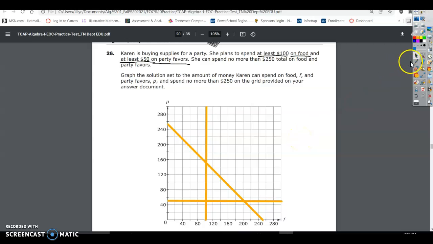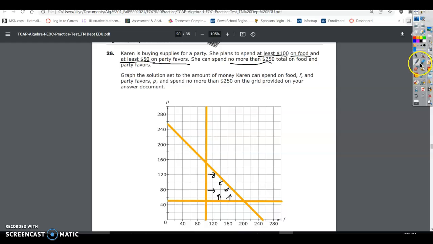All right, now, so that is all of our constraints. So what that does is give us a visual idea of what we want. So we know that we want at least $100, so we want above $100 in food, okay? We want at least $50 in party supplies. And then we want no more than, so less than or equal to, all of these combinations of both, where we have some of each.